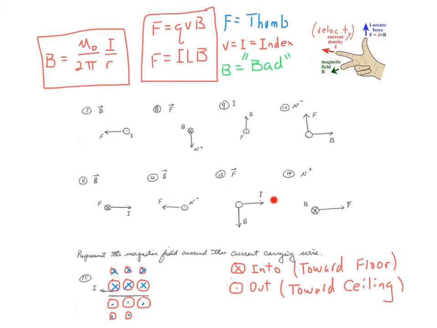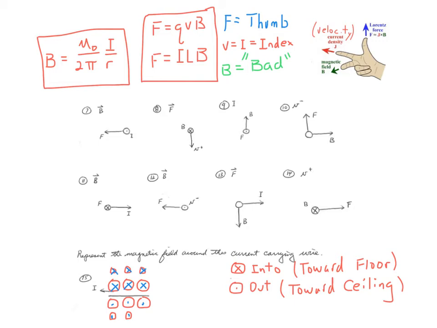Let me start with 13. So you have B, I, and F. This equation doesn't really matter, but you have your 3 vectors. You just have to line them up with your fingers, and we're looking for F. What we don't know is our thumb. But we do know that our index finger, the number 13, has to point to the right of the room, from the perspective of this paper.